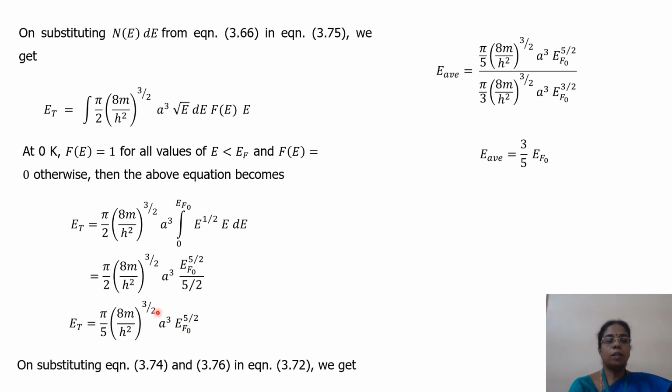Substitute this E total and the N value in the E average. E average is pi by 5 (8m by h squared) to the power of 3 by 2, a cube, EF to the power of 5 by 2, whereas the N value is pi by 3 (8m by h squared) to the power of 3 by 2, a cube, EF to the power of 3 by 2. Simplifying this, a cube gets cancelled, and all the terms which are common in numerator and denominator get cancelled. When you rearrange, you get E average is equal to 3 by 5 EF.